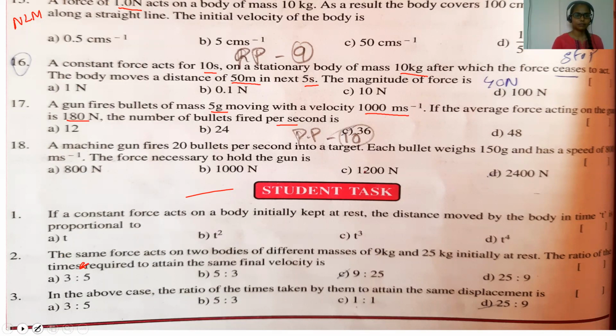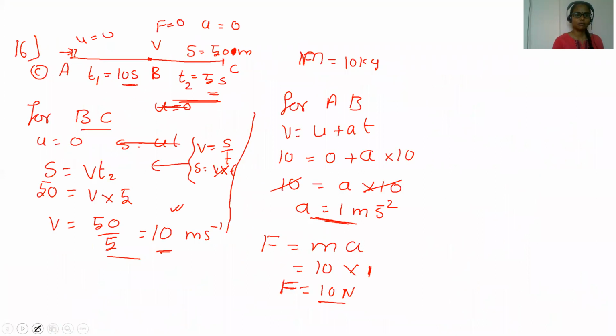Okay. Let us solve this problem, children. 18th question. Problem 18 is given here. A machine gun fires 20 bullets, right, children? N is given as 20 bullets per second. That means time is how much? It is 1 second. Into a target.